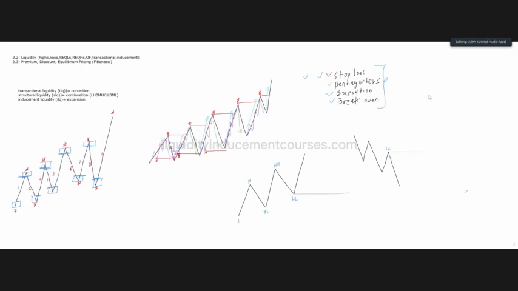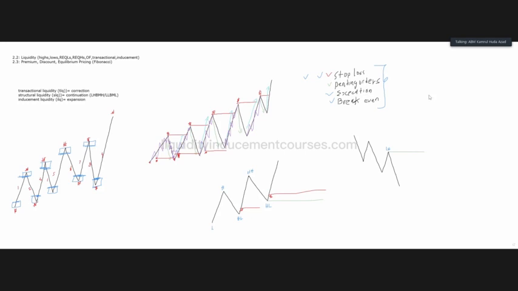Now, we mentioned that inducement liquidity is the liquidity for what? Expansion. But what does that even mean, though? When you look at this market, for example, you would agree that there is liquidity here. Am I correct? That's structural liquidity, isn't it? Yeah, there is liquidity here.